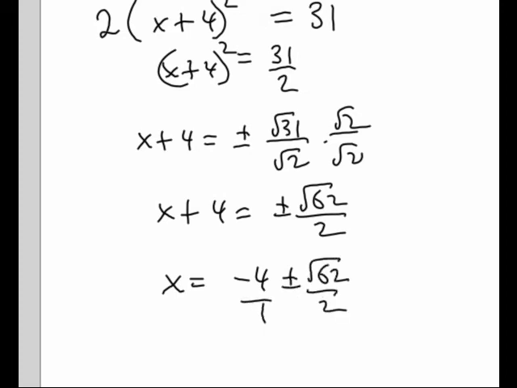And it might be nice to have a common denominator, so let's write this as negative 8 over 2 plus or minus root 62 over 2, which is negative 8 plus or minus root 62, all over 2.